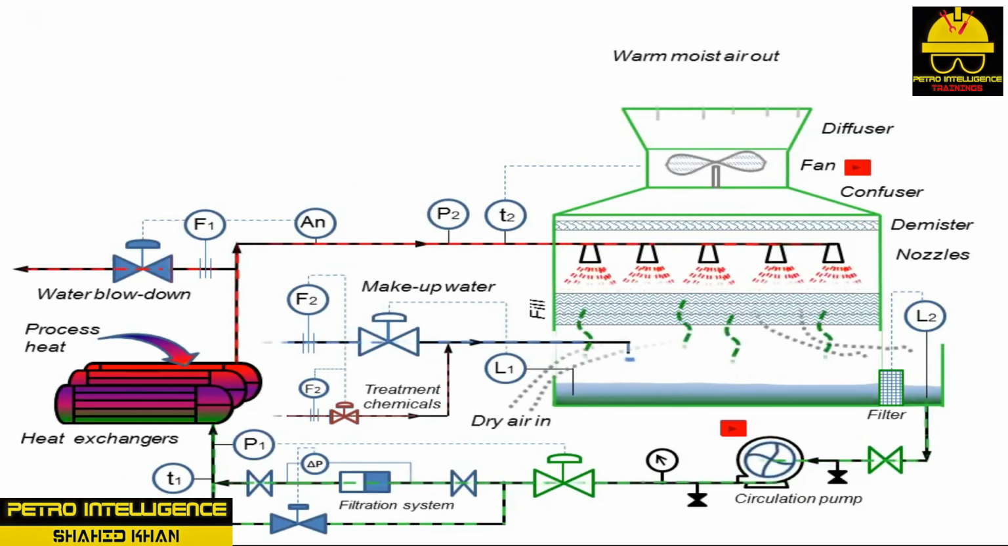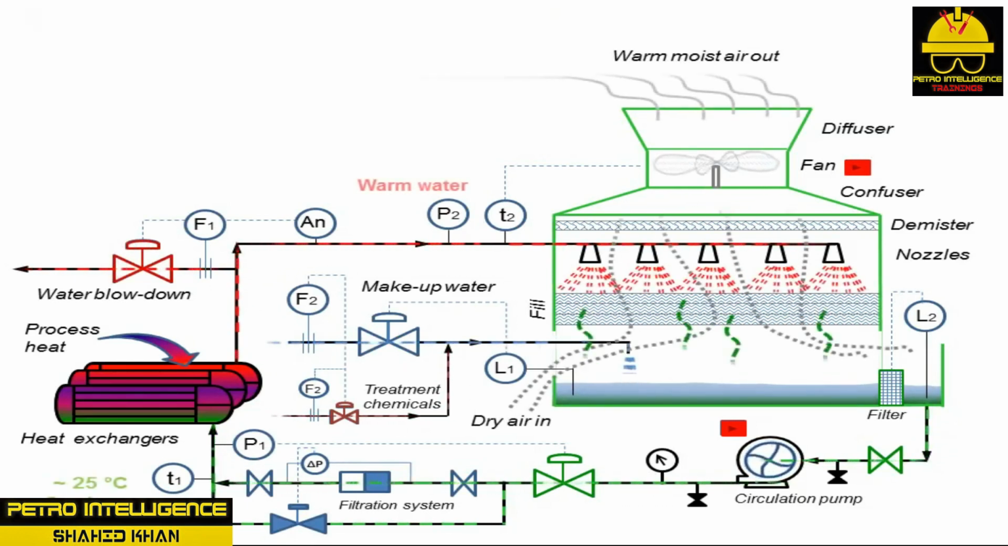Pumps suction water from the water basin and discharge it into the cooling water supply header. The supply header distributes water to process exchangers, where it absorbs heat and returns to the top of the cooling tower through the cooling water return header.